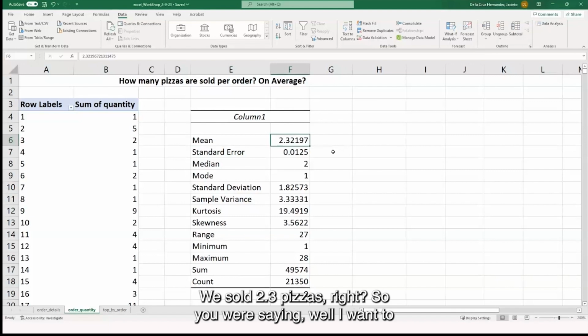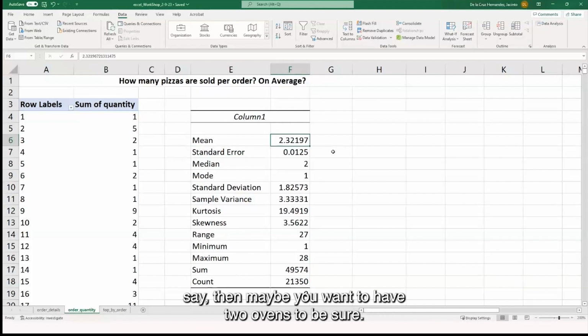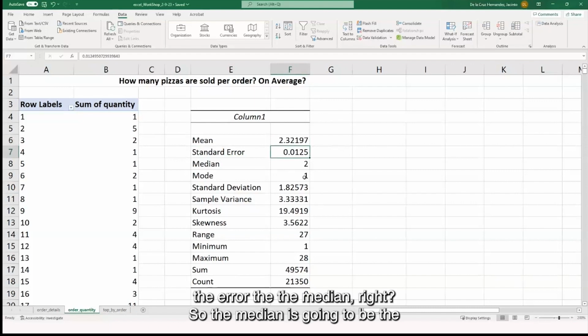So you were saying, well, I want to have enough ovens to make 2.5 pizzas, right? Then maybe you might want to get two. If one oven makes 2 pizzas, let's say, then maybe you want to have 2 ovens to be sure. But on average, we know we're selling 2.3 pizzas. We have the error, the median, right?